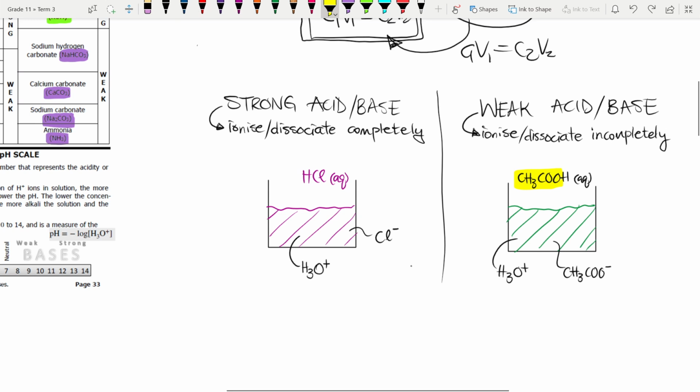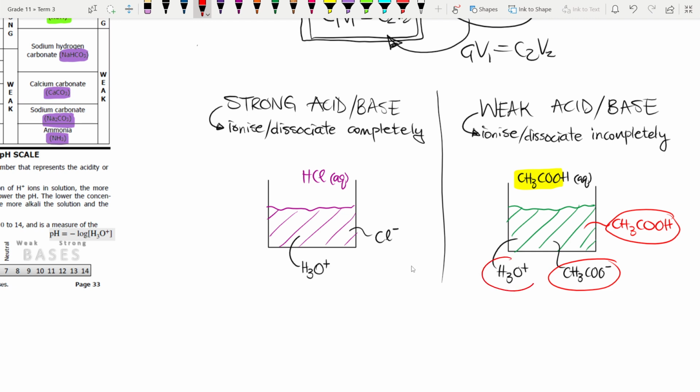But most importantly, I'm also going to see CH3COOH. So it also remains the same. While some of it breaks down, some of it still remains the same. That's why we say it's dissociating incompletely, meaning it doesn't really break down into ions, all of it. Some of it is not going to break into ions. And that's the idea behind a weak and a strong acid.